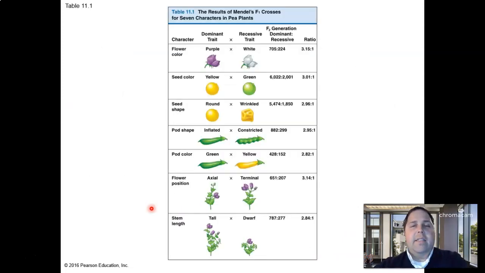So as he studied these pea plants, Mendel saw these different characters, and the same thing reoccurred multiple times. So between purple and white, purple is dominant to white. The F1 generation would all be purple. The F2 generation would show you a 3-to-1 ratio of purple to white. Same with seed color, yellow dominant to green, round dominant to wrinkled, inflated dominant to constricted, green dominant to yellow, axial dominant to terminal, tall dominant to dwarf, always getting a ratio around 3-to-1.